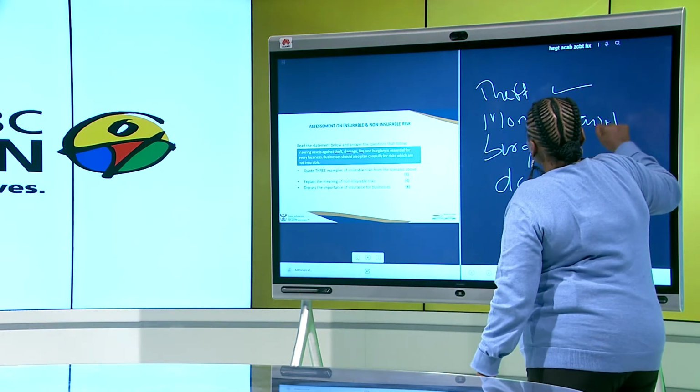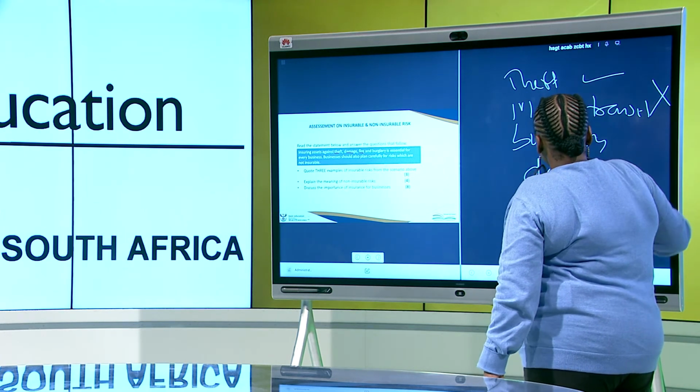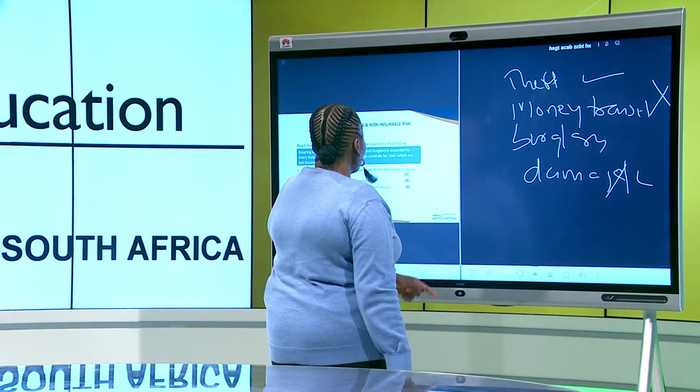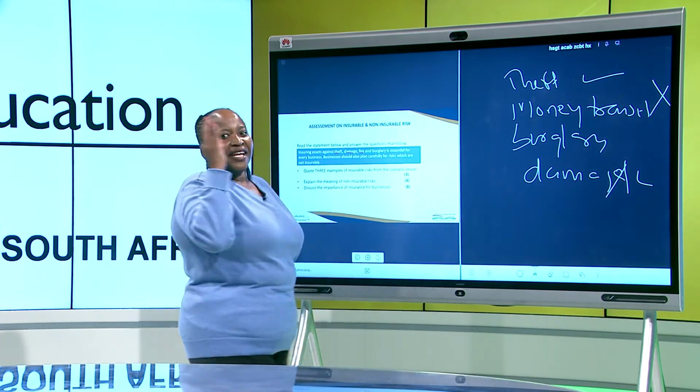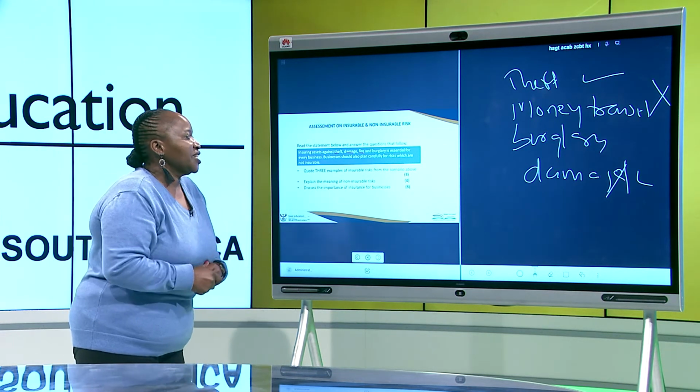We'll mark first, second, 3. First 3. Money in transit, wrong. Burglary, correct. Damage, we are not marking. Why are we not marking the damage? Because the number of facts is specified. Name, code 3. Therefore, you're not getting more.